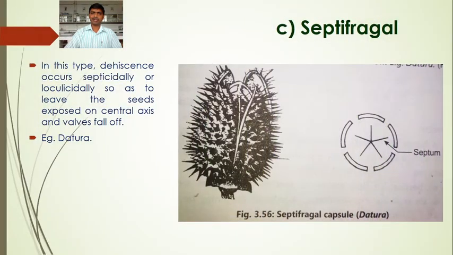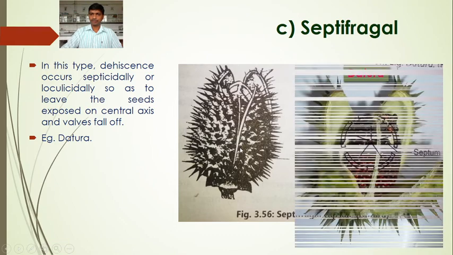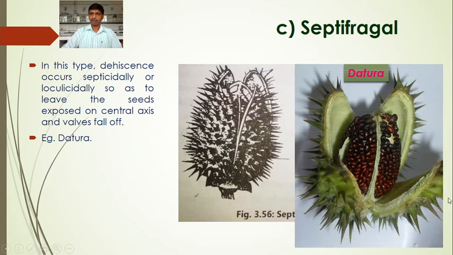So here dehiscence occurs both ways, septicidally or loculicidally. But the difference is that the seeds are exposed on the central axis while the walls fall off. In the loculicidal or septicidal capsule, the walls remain attached to the fruit. They don't fall off. But here the walls fall off, that is the septifragal, for example the Datura. So here we can see the walls fall off and the seeds are exposed on the central axis.